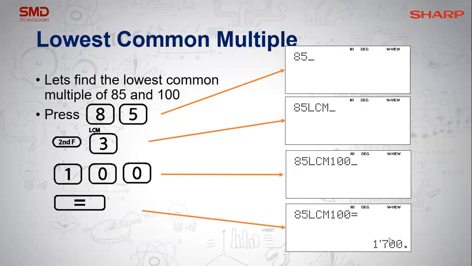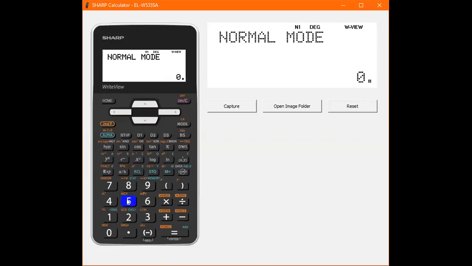But in fact, let's choose 5 and 9 because that's a good example. So we've got 5, and let's say second function, and we just press 3, and then we say 9, and equals, and it gives us 45. Okay, so we can see that the lowest common denominator or lowest common multiple, same thing, is going to be 45.